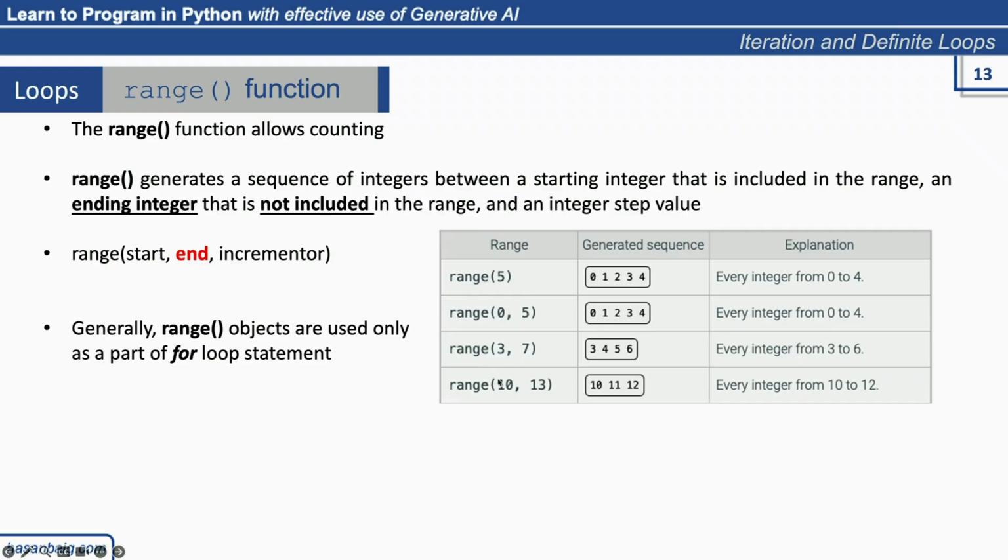Next, we can specify another number, starting from 3 all the way until 7. 7 is excluded, so it will generate a sequence from 3 to 6. Similarly, 10 to 13, so 13 is excluded.